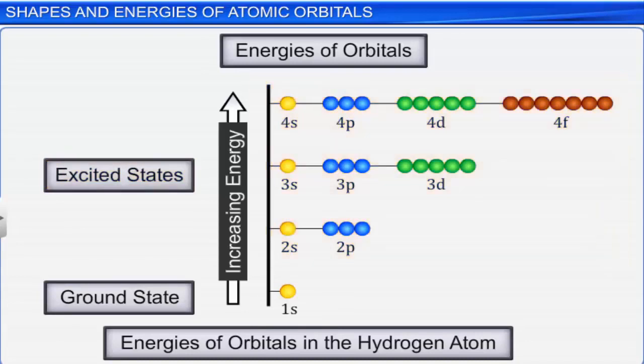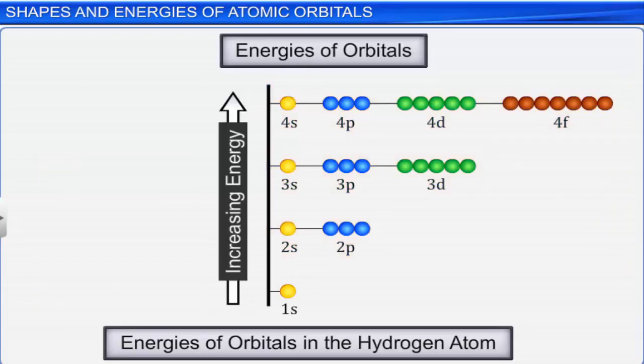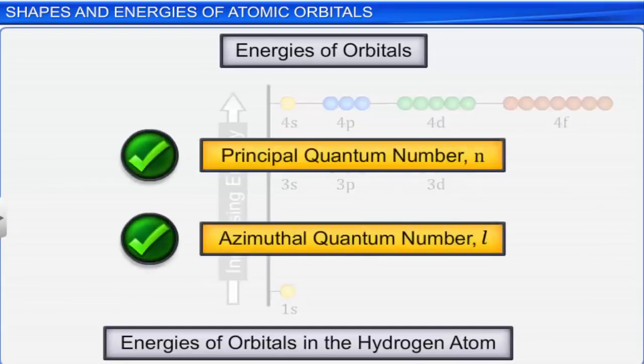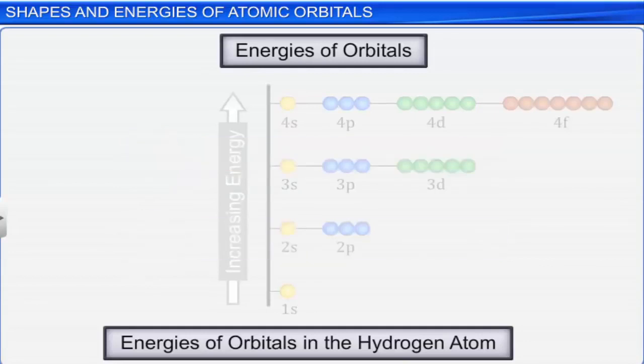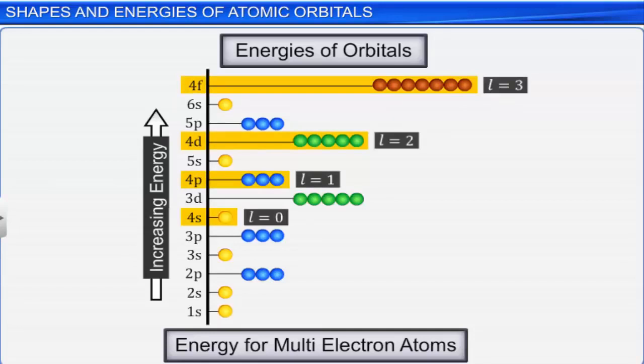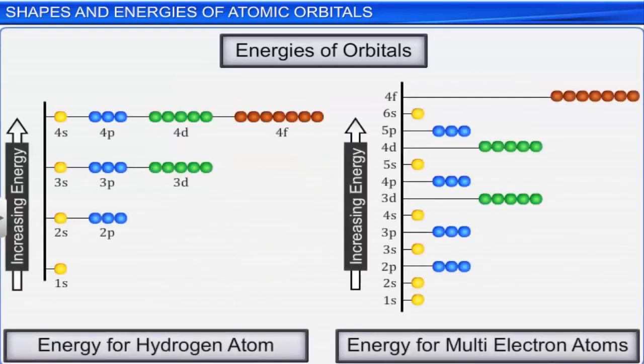Unlike the single electron species, the energy of an electron in a multi-electron atom depends on azimuthal quantum number, in addition to principal quantum number. This essentially means that for a given value of n, the orbitals s, p, d, f possess different energies for different azimuthal quantum numbers. Let us look at the energy level diagrams for hydrogen atom and multi-electron atom, which depict the arrangement of various orbitals.